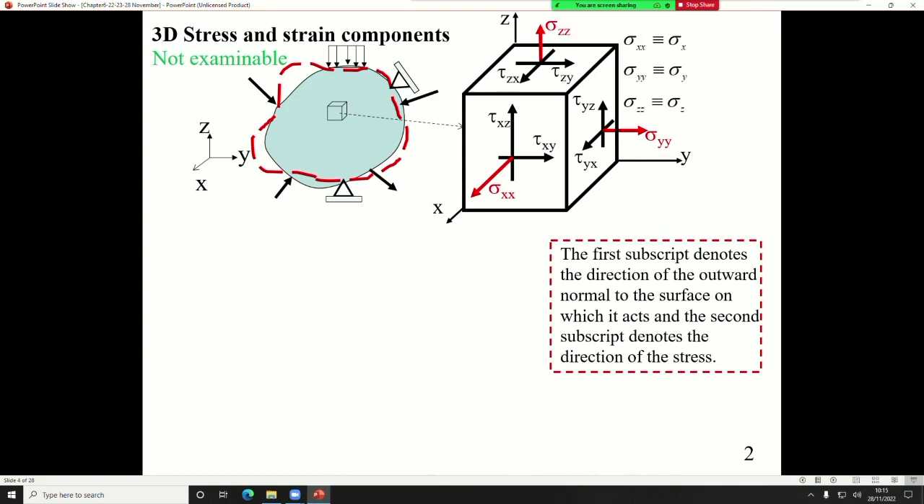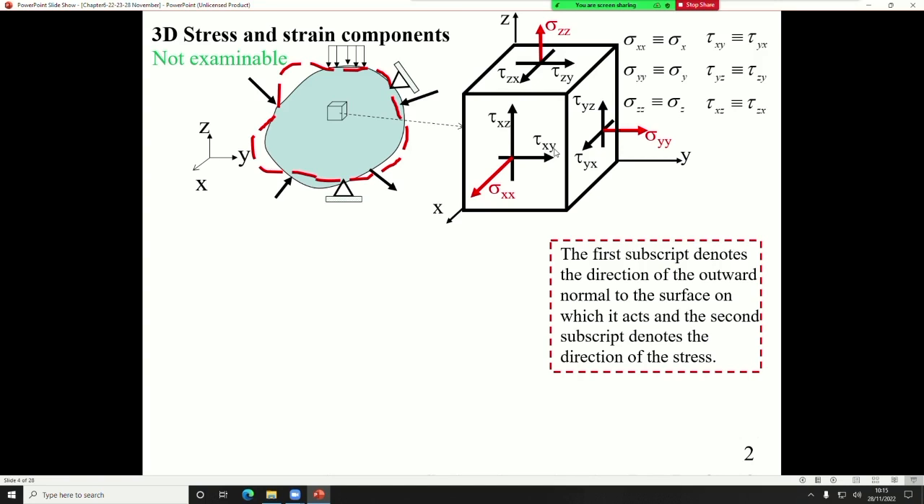Now, in the majority of textbooks, for normal stress, they just use one index, one subscript. But in some books, they use both of them. On the other hand, for rotational equilibrium, shear stresses must be complementary. This is something you already know. So tau xy is equal to tau yx, tau xz to tau zx, and the same for the last one.